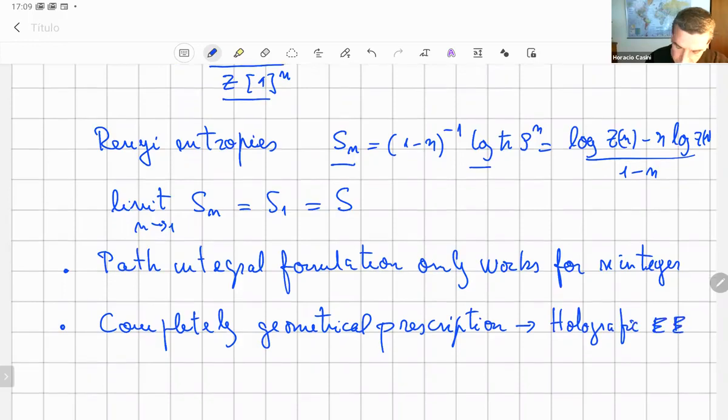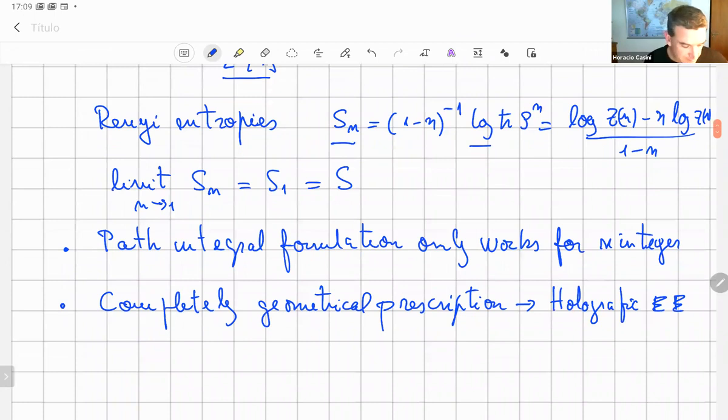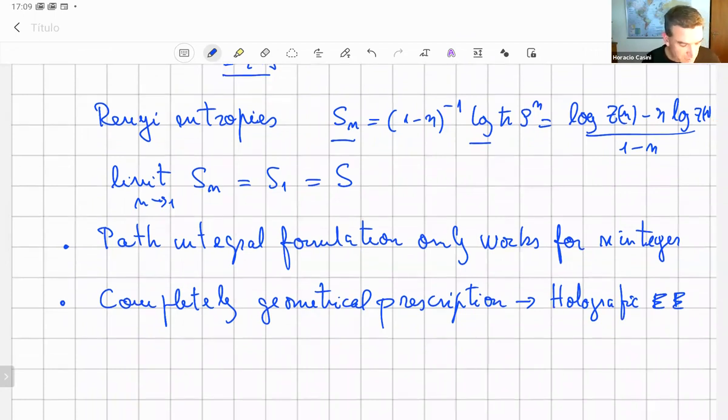Somehow in the holographic theories, this geometric prescription for the Renyi entropies is better used, in the sense that at the end you get a geometric prescription also for the entropy.